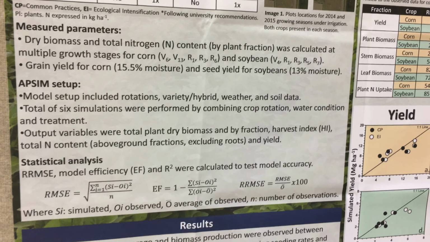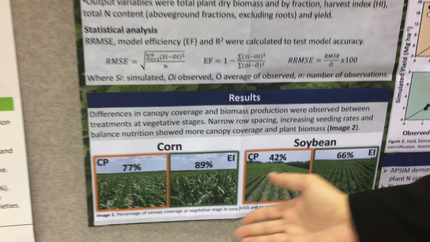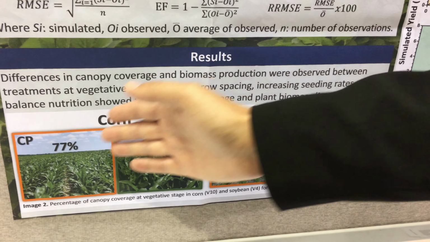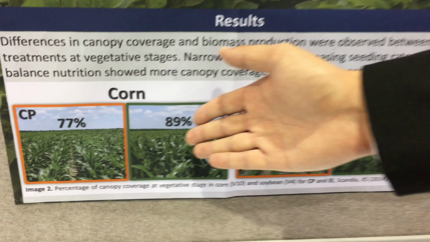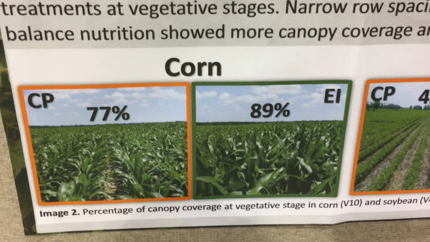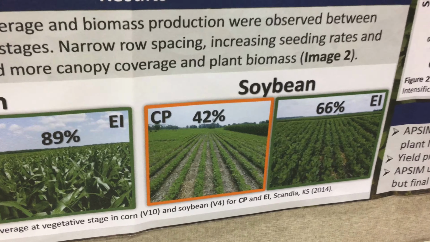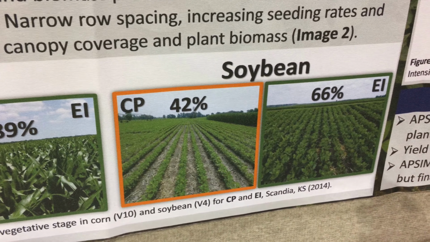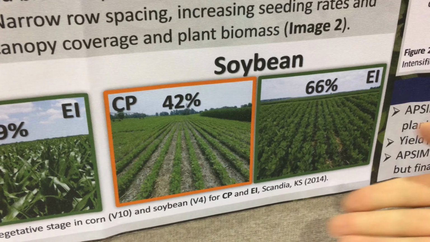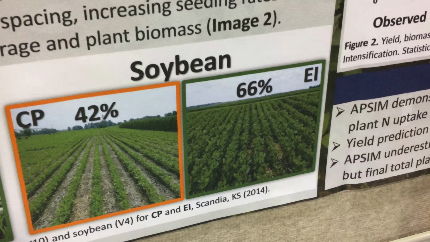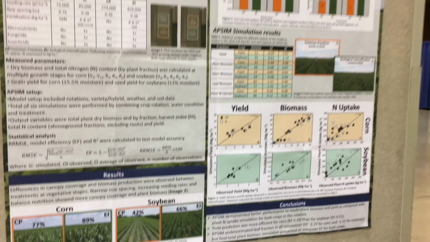Just to have an idea of what happened in these 2 growing seasons, we can see some pictures of the B10 growing stage. This is what we call common practices, and this is what we call ecological intensification. The number that you are seeing there is the canopy coverage that we analyzed with software. If we move to soybeans, we can see that there is a huge difference. In soybeans, these pictures were taken at the reproductive stage. We are going from 42% coverage to 66% coverage, and we will see soon in the yields that we have a huge impact.